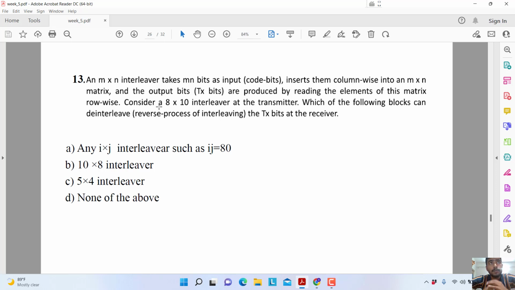An M cross N interleaver takes MN bits as input and inserts them column-wise into an M cross N matrix. The output bits are produced by reading the elements of the matrix row-wise. Consider an 8 cross 10 interleaver at a transmitter. Which of the following blocks can de-interleave the transmitted bits at the receiver?